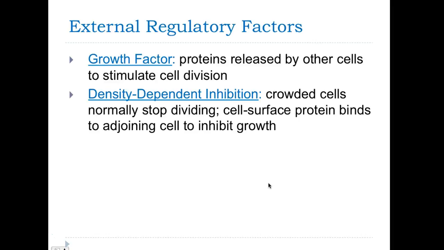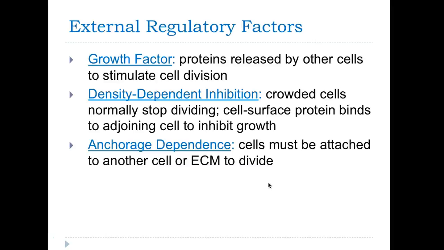So external regulatory factors, the growth factor proteins are released by other cells to stimulate cell division. Density-dependent inhibition itself, crowded cells normally stop dividing. Cell surface proteins bind to the adjoining cell to inhibit any growth. In anchorage dependency, the cells must be attached to another cell or that extracellular matrix in order to divide.